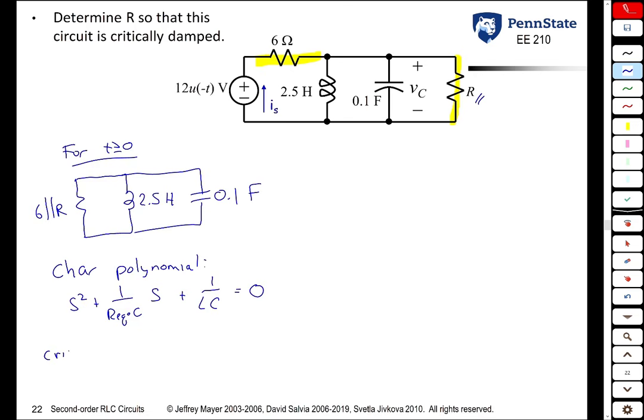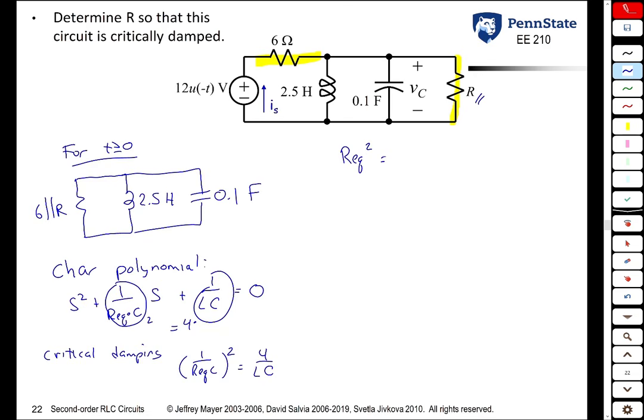For critical damping, you want this coefficient squared to equal 4 times that one. So you want 1 over R equivalent C squared to equal 4 over LC. That's how you get critical damping. So if you solve for R equivalent squared, it is going to be LC over 4C squared, or L over 4C.